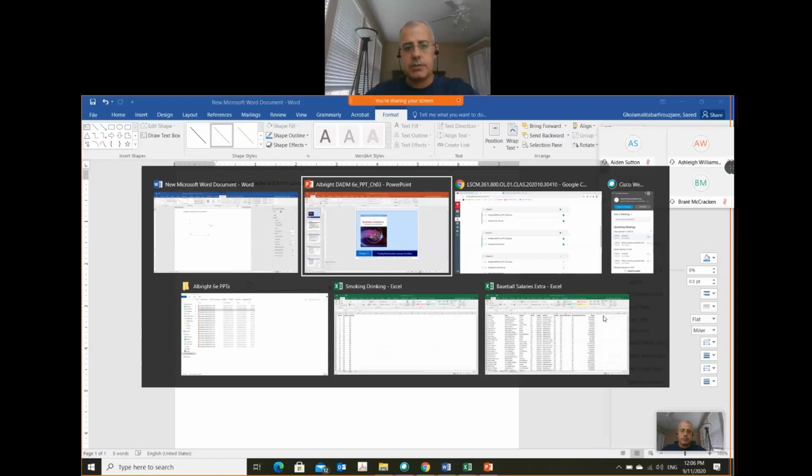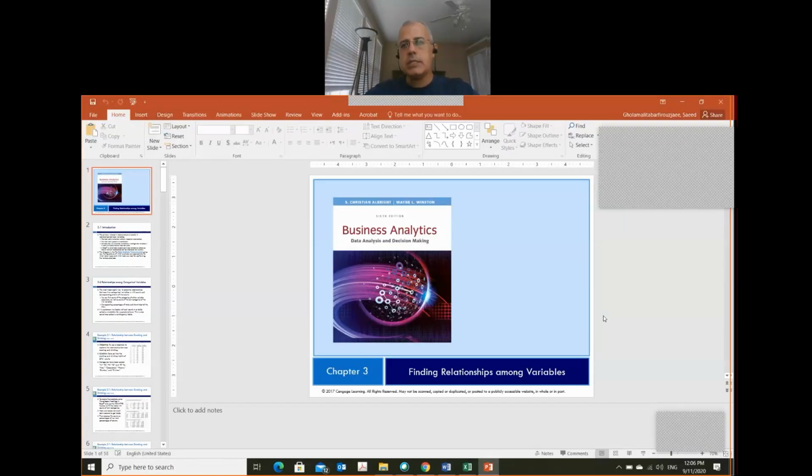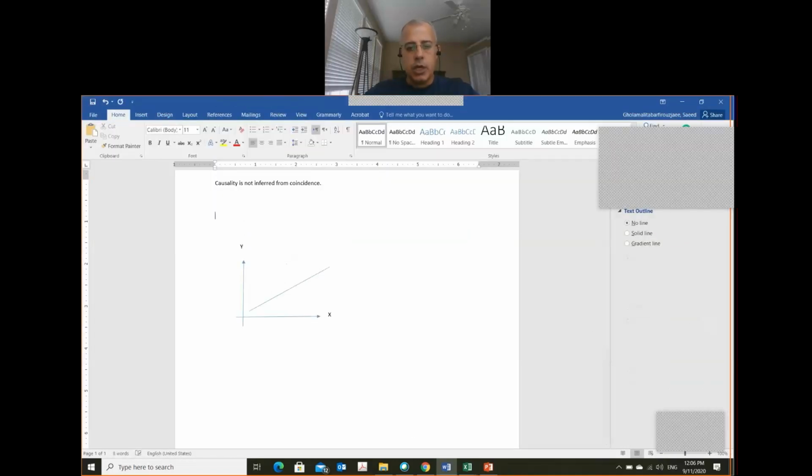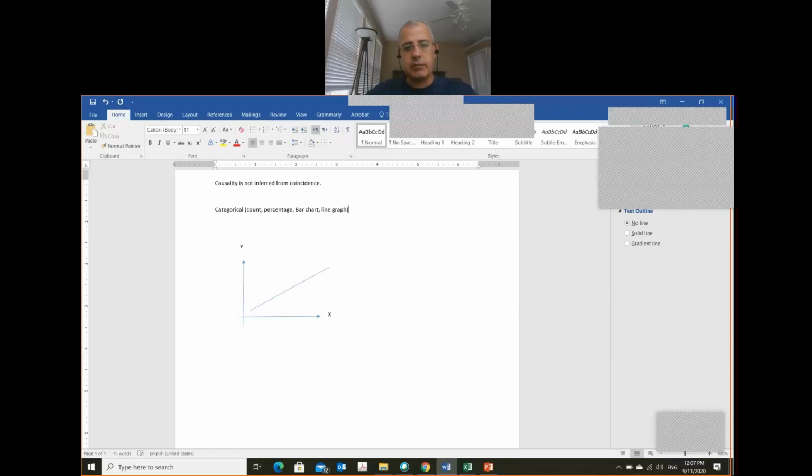In previous chapters, we discussed the distribution of a single variable, and we talked about two types of variables. Categorical, and in order to report and get the summary of this categorical variable, we can measure the count or percentage, and we can also use a bar chart or a kind of line graph to summarize a single variable.